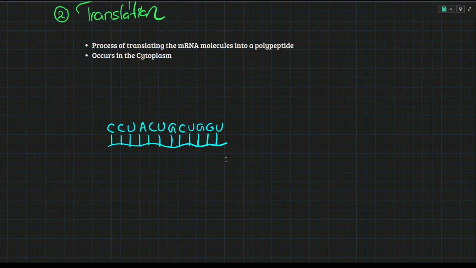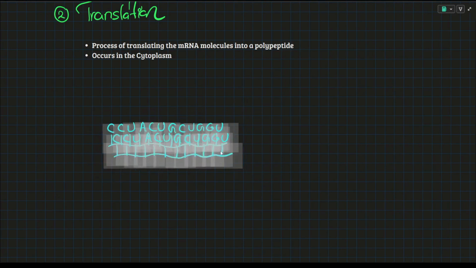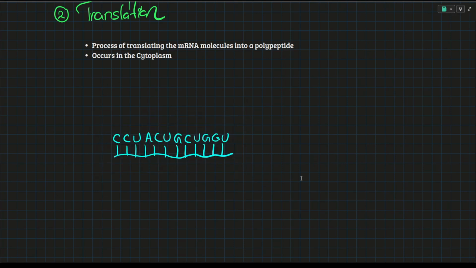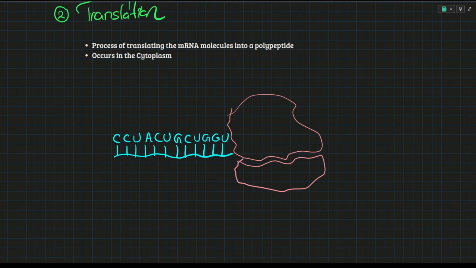It's composed of this sequence of bases. This is the mRNA transcript. Now let's look at what happens. Translation occurs in the cytoplasm. Yes, very true. But translation cannot occur without this guy. This is a very well developed ribosome.